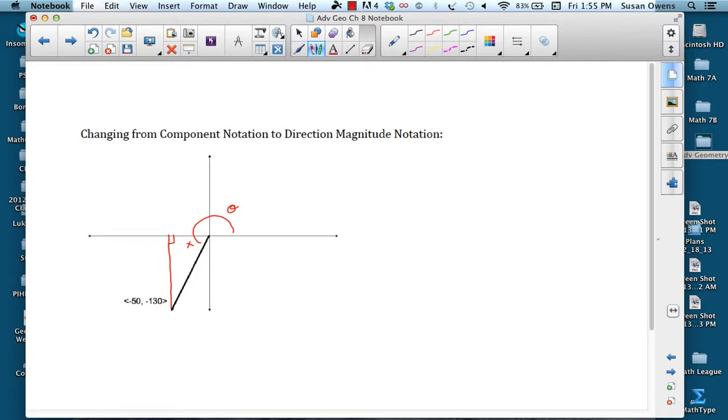Okay, how can I find the angle? Go ahead, Christine. Well, you know that the shorter leg is -50 and the longer leg is -130. Okay, use inverse tangent. Yes, I can use the inverse tangent to find the angle. So x is going to be the inverse tangent of the opposite over the adjacent. What's a negative divided by a negative? Positive.